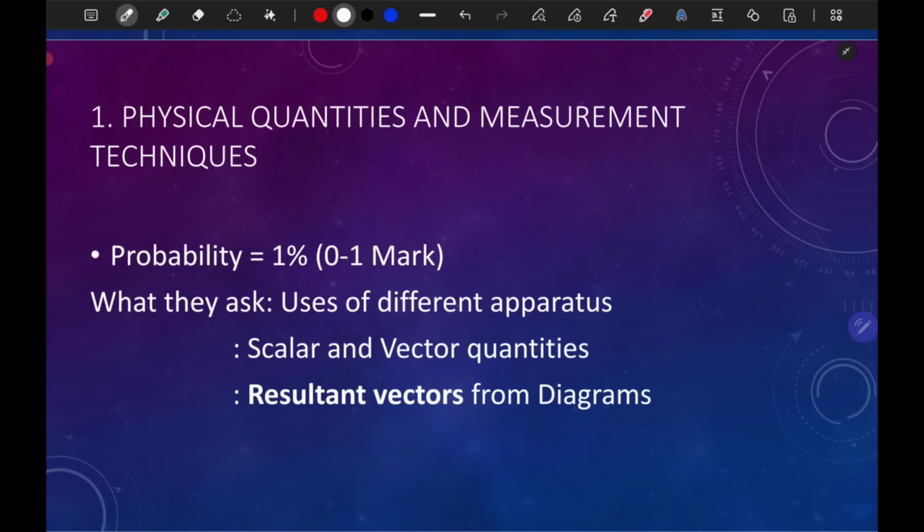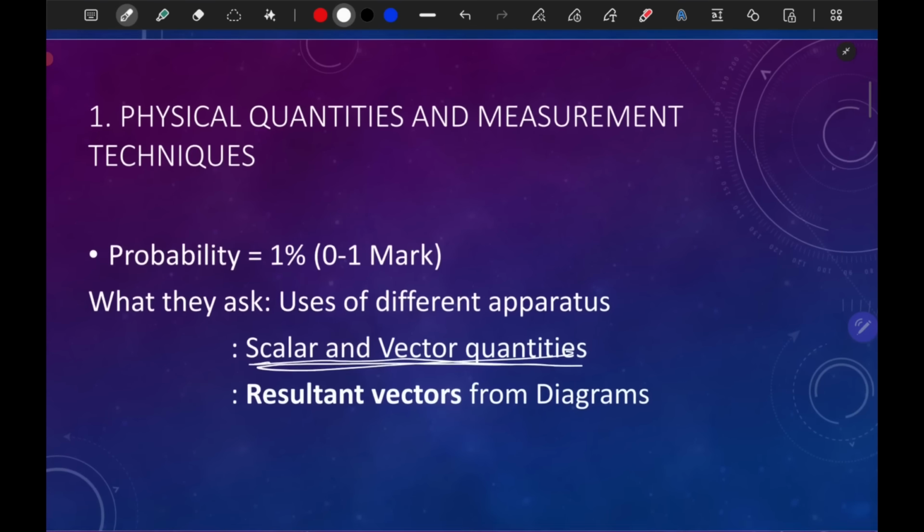The first one is scalar and vector quantities. This one is the most important, or the most common one. They can give you a list of quantities, and they can tell you to identify which one is a scalar and which one is a vector quantity.